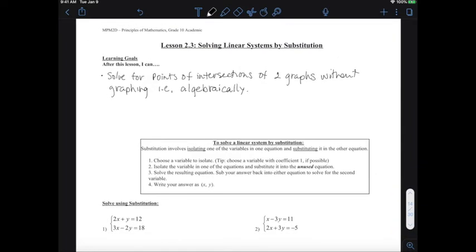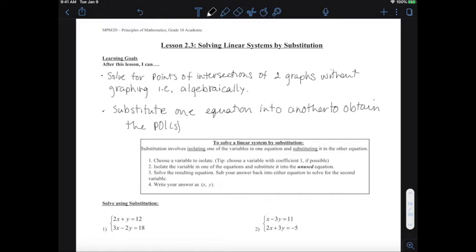Okay, so let's just get started. Maybe I should mention, in this case, you're going to be able to substitute one equation into another to obtain the POI. And I'm going to put in brackets S because sometimes there's more than one.